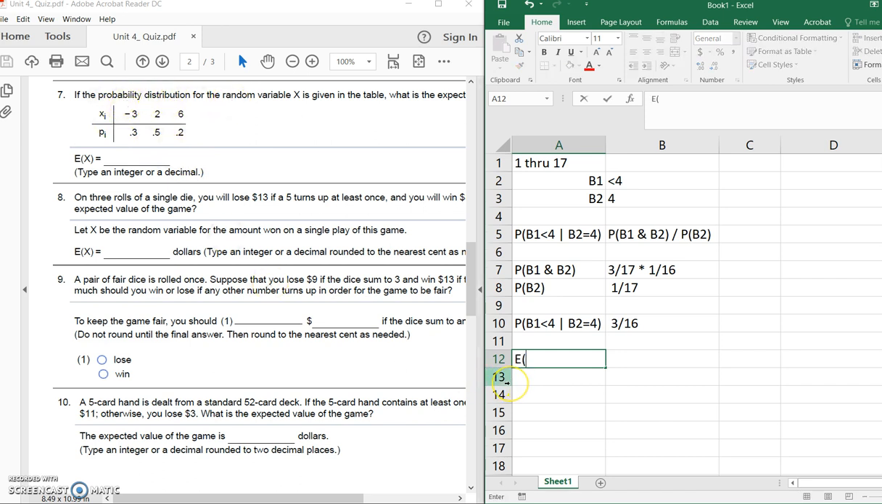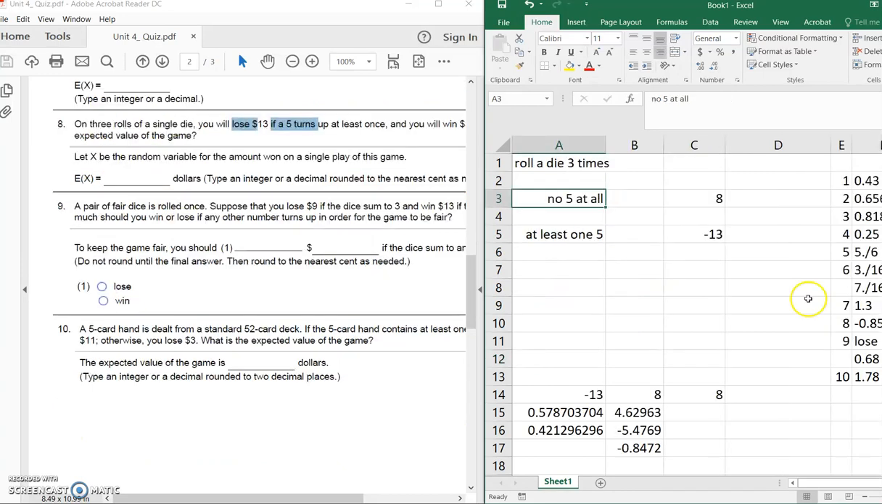So here, the expected value of x would be, going through here, negative 3 times 0.3, and then plus, moving on to the next column, 2 times 0.5, plus, and then the last one, 6 times 0.2, and that's 1.3. So that's the expected value for this probability distribution.